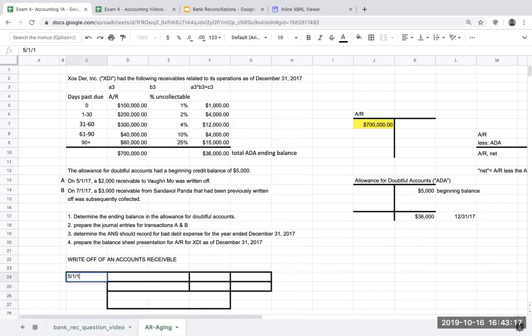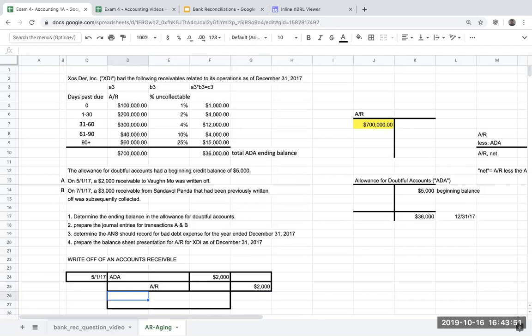So here on 5/1/17, when I'm writing off an account receivable, the way I do it is I'm going to credit accounts receivable. Then I'm going to be debiting the allowance for doubtful accounts. So when I write off a receivable, I'm going to debit the allowance for doubtful accounts, and then I will be crediting accounts receivable for 2,000.